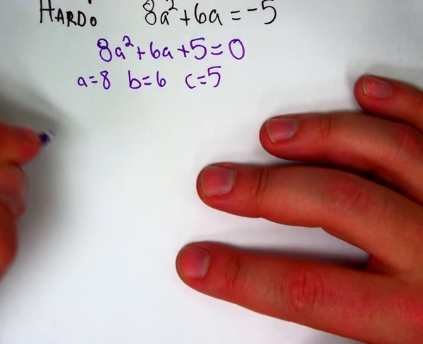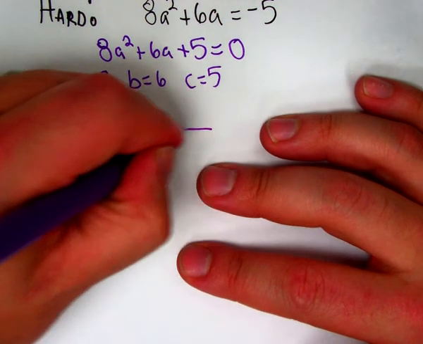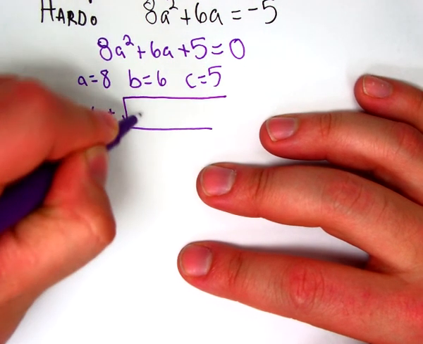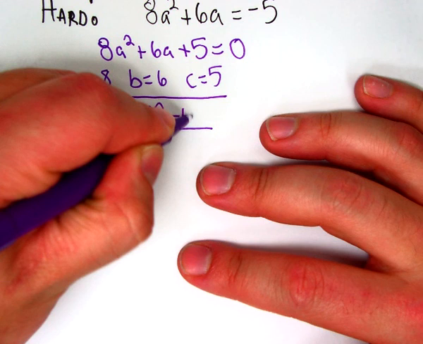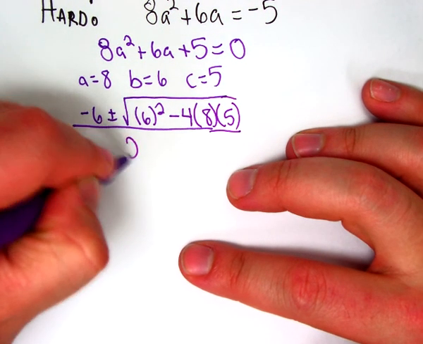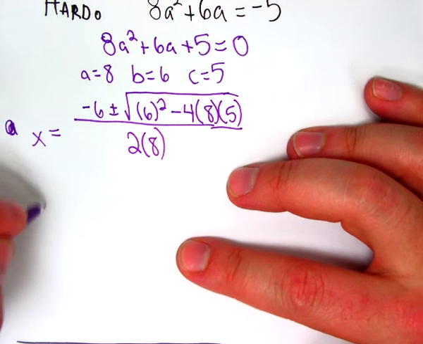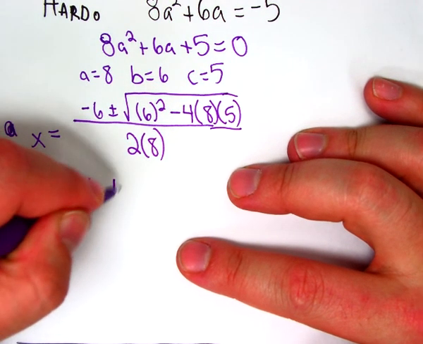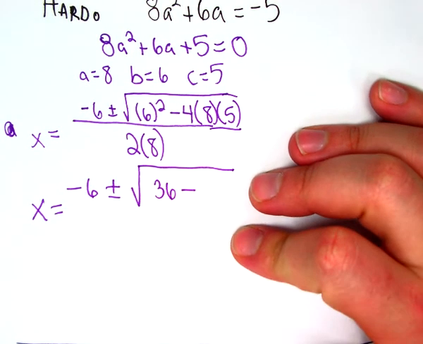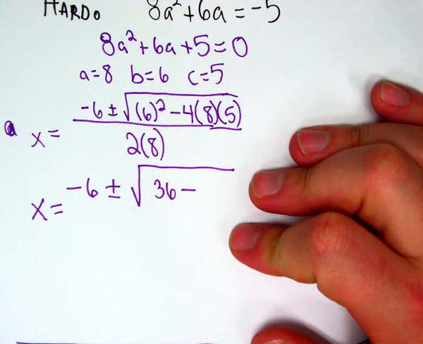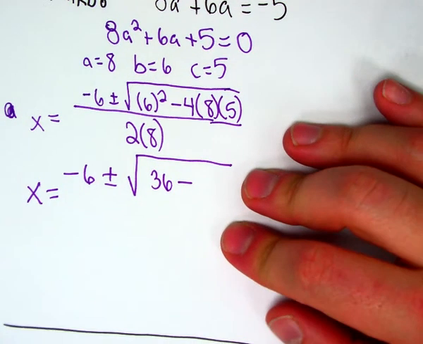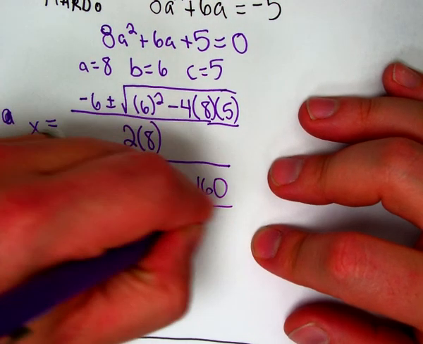So we get x is equal to the opposite of b, which is going to be negative 6, plus or minus the square root of b squared, which will be 6 squared, minus 4 times a times c, all over 2 times a, which is 2 times 8. Simplify each of these: negative 6 plus or minus the square root of 36 minus 4 times 8 times 5, which is 160, all over 16.